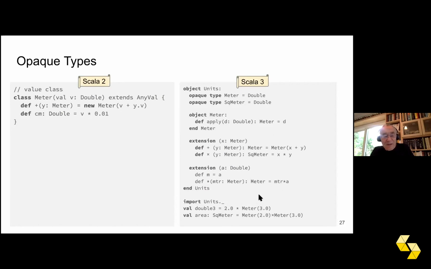So here's a couple of examples. We multiply 2 by meter, and if we want a double, it will be a double. Otherwise, it's a meter. And for an area of square meters, we multiply 2 meters by 3 meters. So we'll have 6 square meters.